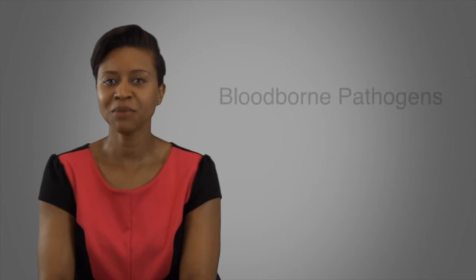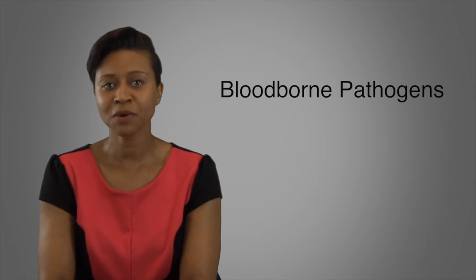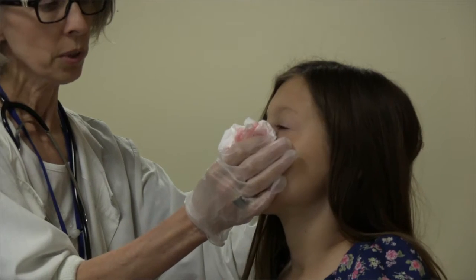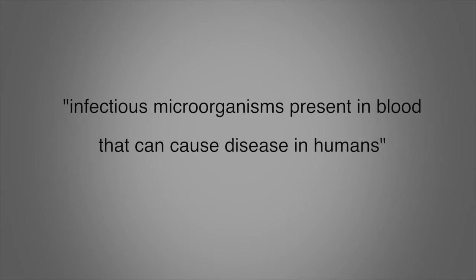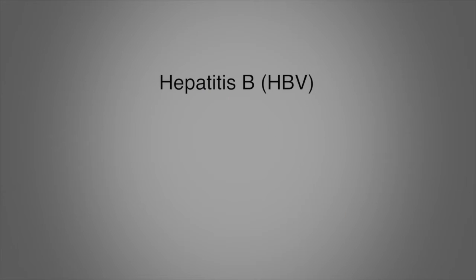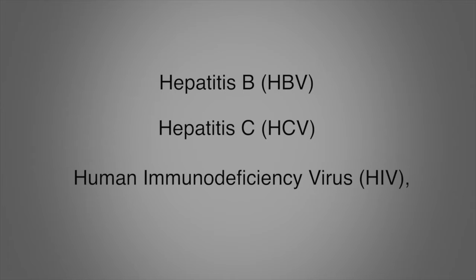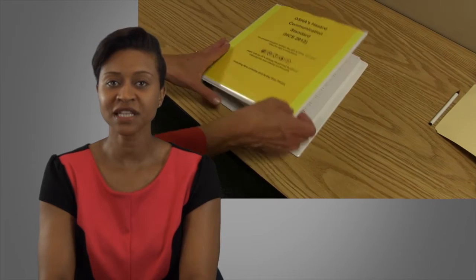Our next topic is blood-borne pathogens. Employees may be exposed to a disease at work if they administer first aid, clean spills of body fluids, or otherwise come in contact with blood or body fluids. OSHA defines blood-borne pathogens as infectious microorganisms present in blood that can cause disease in humans. These pathogens include, but are not limited to, hepatitis B, HBV, hepatitis C, HCV, and human immunodeficiency virus, HIV, the AIDS-causing virus.